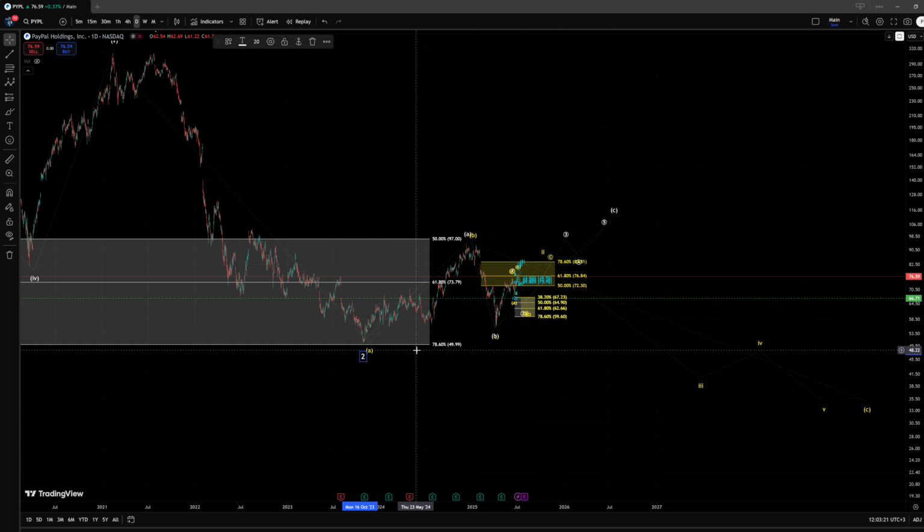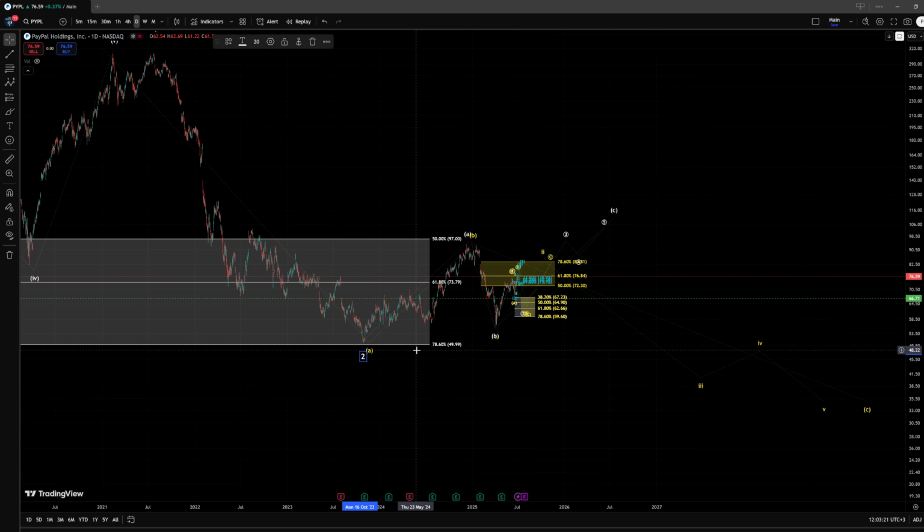Now this would form a diagonal pattern to the upside for this chart in this larger third wave, but it is still a possibility that it happens. There's no way for me to count this as a 5-wave move anyway, so this is clearly a 3-wave move.